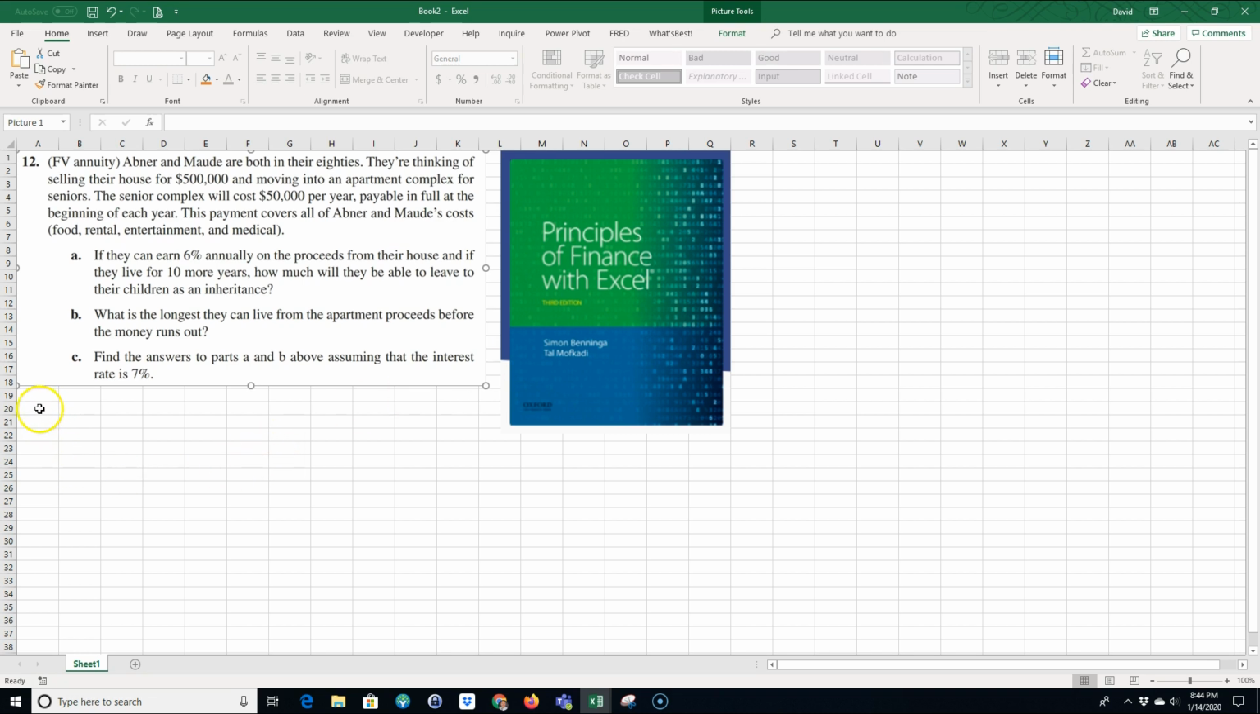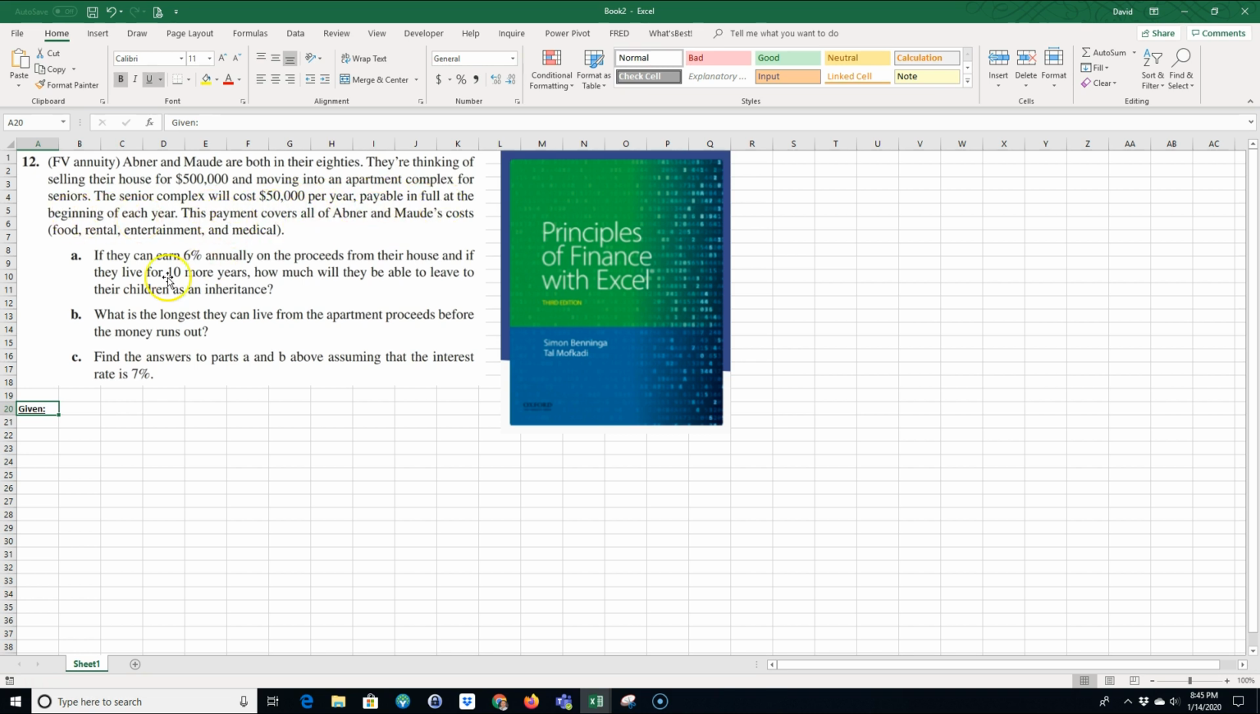Okay, so I'm going to start out with what we're given. It says these people, they're in their 80s, they're thinking about selling their house for $500,000 and moving into an apartment complex for seniors. It's going to cost $50,000 per year, payable in full at the beginning of the year. So that's a key word. Got to make sure you read everything in this problem. It's the beginning of the year, not the end of the year.